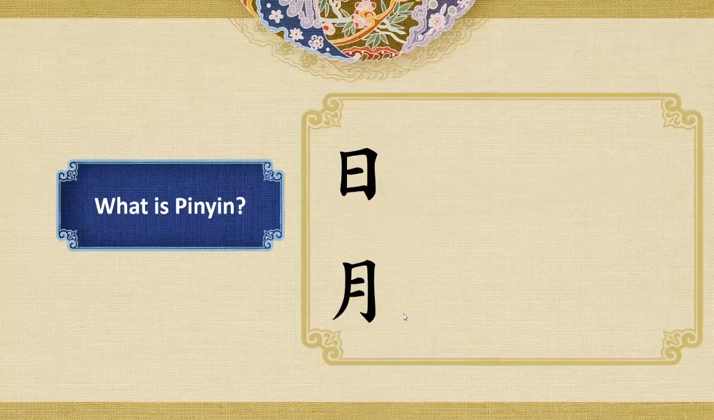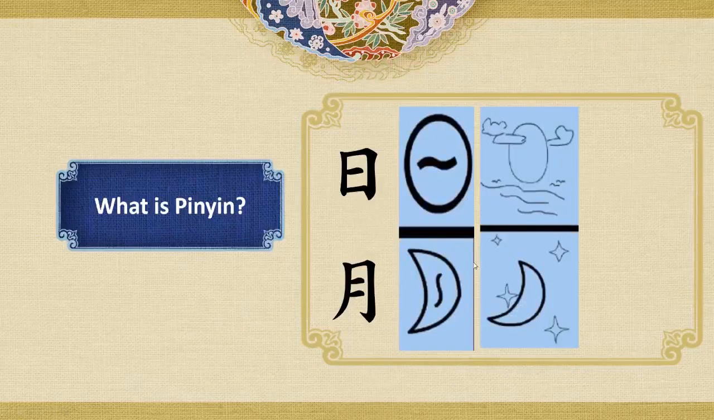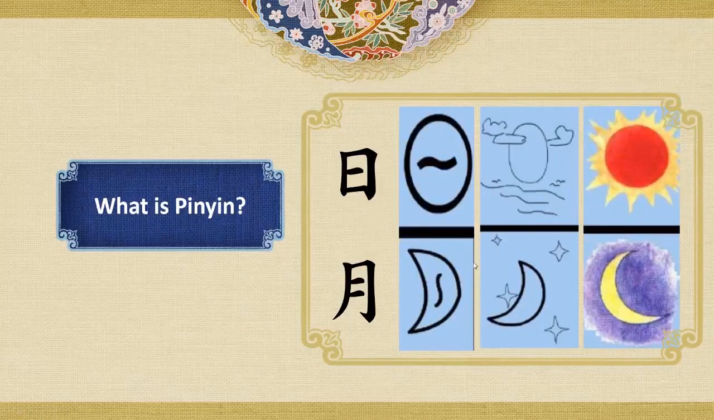Look at these 2 characters. Before, they looked like this. From the earlier form, we can get the meaning of them, right? So, do you know what they are? Yes, right. They are sun and moon. So, Chinese characters, 汉字, are ideograms. From the meaning to the form, we cannot get any idea about how to read them.